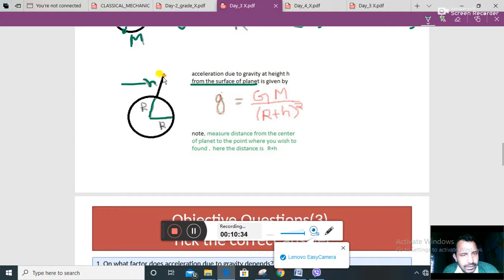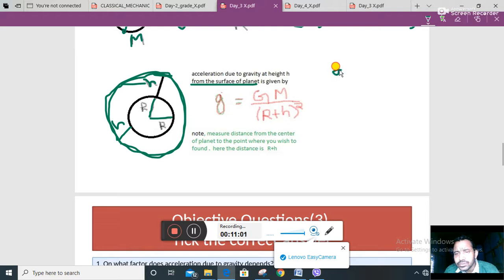Now you want to calculate over here, and let us consider this also the same height h. Now I will make one circle. Why? Throughout this circle the acceleration due to gravity will be the same. So I am making this circle, a blue circle. Now what is the value of acceleration due to gravity over here? It is always g equals GM by the distance from the center of a planet to the center of the object.